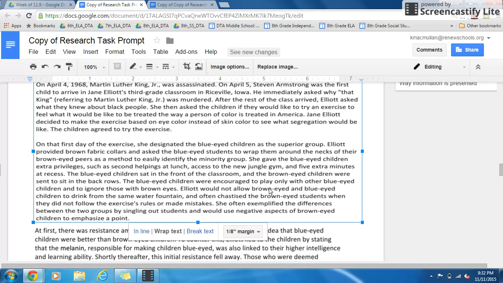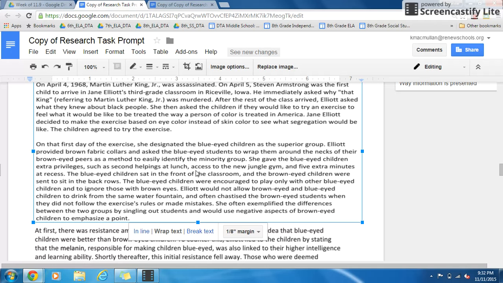Elliott would not allow brown-eyed and blue-eyed children to drink from the same water fountain, and often chastised or publicly punished the brown-eyed students when they did not follow the exercise rules or made mistakes. She often exemplified the differences between the two groups by singling out students and would use negative aspects of brown-eyed children to emphasize a point. So right here, the author has given us what Jane Elliott did to conduct her experiment.